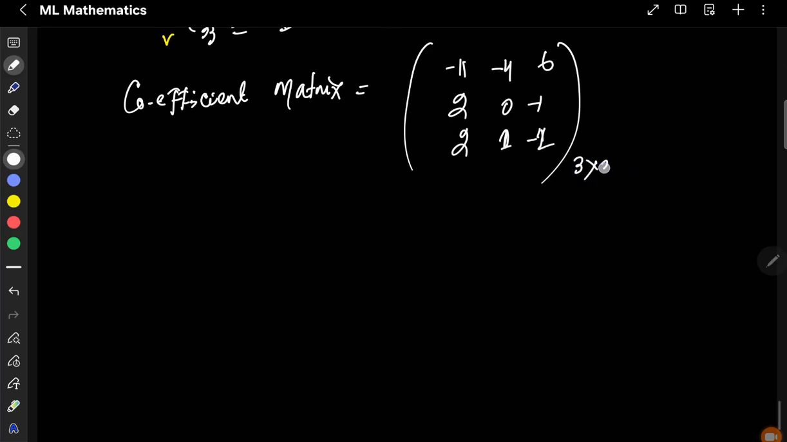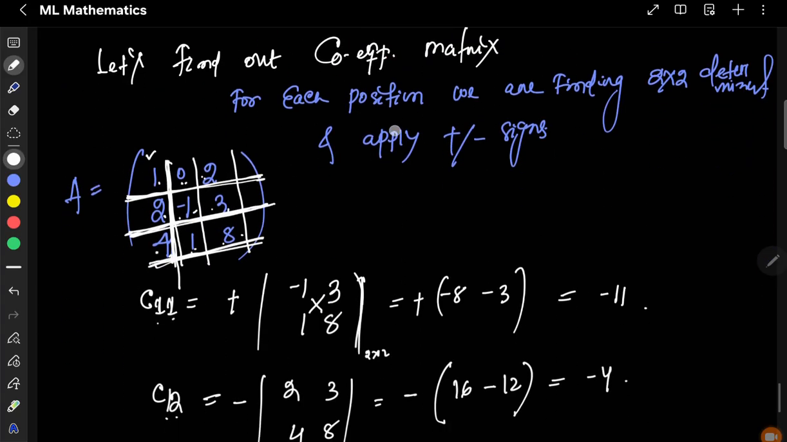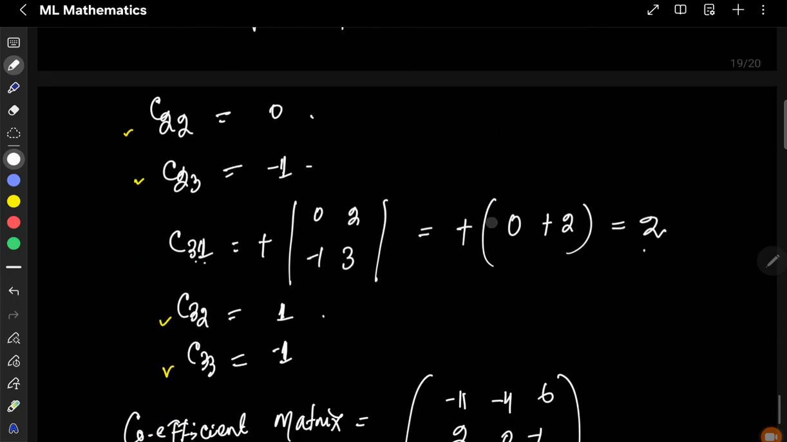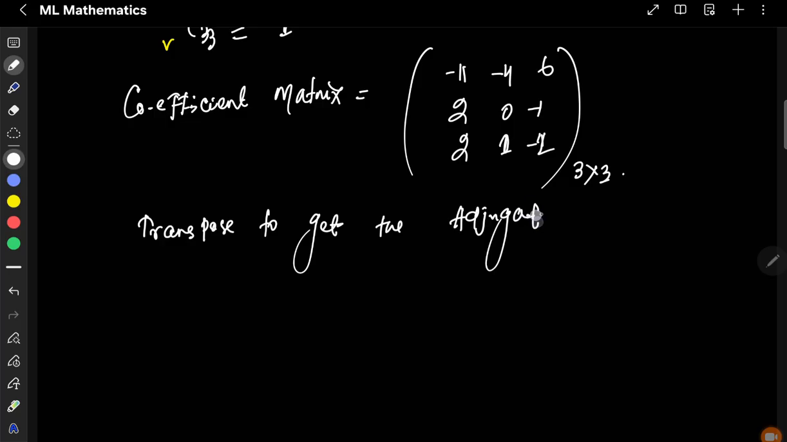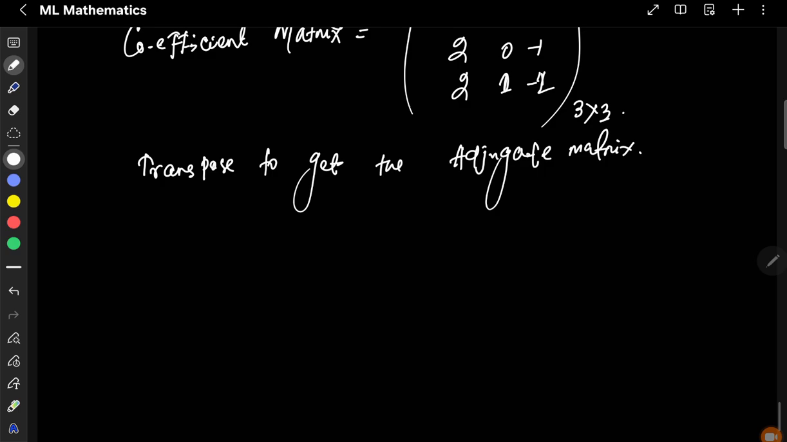If you look closely, this is a 3 cross 3 matrix. What we initially took was a 3 cross 3 matrix, so we got a coefficient matrix which is also 3 cross 3. Now we will figure out the adjugate. We will take the transpose to get the adjugate matrix, that is the adjoint matrix.